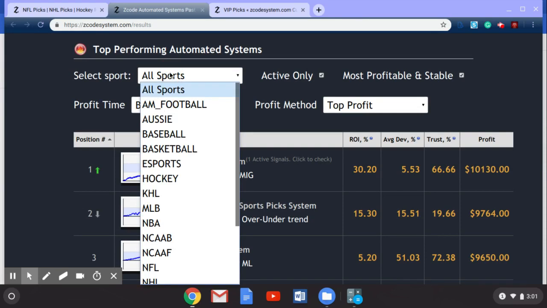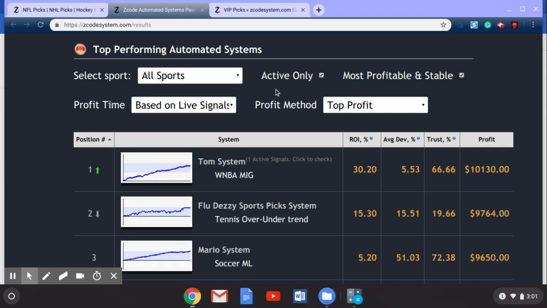All you have to do is click on the sports that you're looking for, whether it be baseball, basketball, soccer, NBA, whatever it is, or you can just check all sports and click on active only and you'll be able to find all of these great systems such as the Tom system here. And that is bringing in a fantastic profit. As you can see there, over $10,000 with a 30.20 return on investment. So guys, definitely go over and check that out.